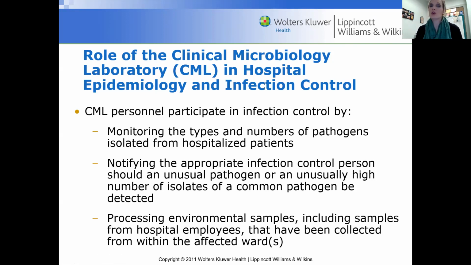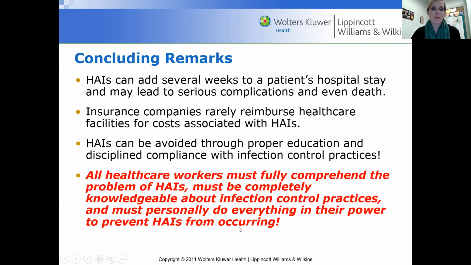But when we see a whole lot more, or when we see maybe a new disease that is not normal at this time, this is where we need to notify the appropriate infection control person, should an unusual pathogen or an unusually high number of isolates of a common pathogen be detected. So like I say, maybe we're seeing more of an outbreak here, what we're not used to seeing. Maybe we're used to seeing that pathogen, but we're seeing a whole lot more of them. Or again, maybe we're seeing a pathogen that we don't see very often. This is where we need to start notifying somebody. The CML also processes any environmental samples, including samples from hospital employees that have been collected within these affected wards.